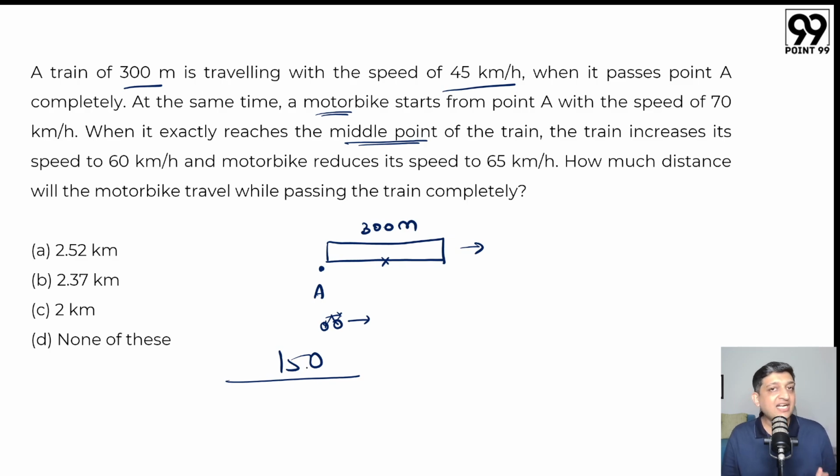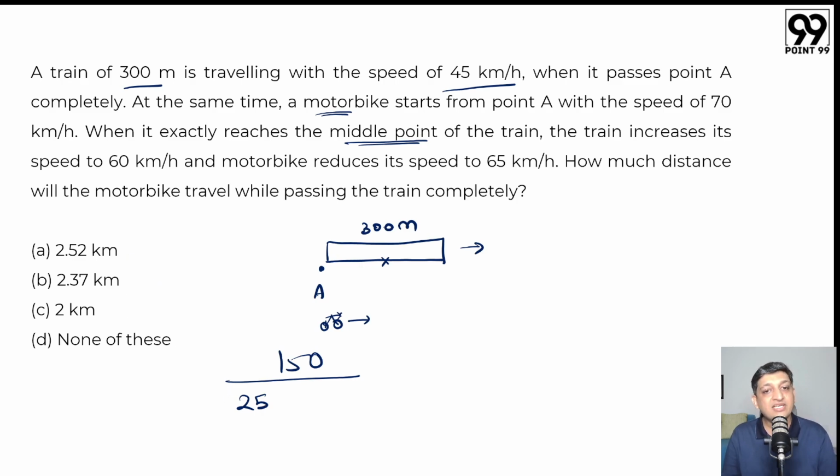So what exactly is the speed that we have here? It is the relative speed, because both of them are traveling in the same direction. We will take the difference between the two speeds. The train is traveling at the speed of 45 kilometers per hour. The motorbike is traveling at the speed of 70 kilometers per hour. The difference between the speeds is 25 kilometers per hour. But 150 is in terms of meters, 25 is in terms of kilometers. The options are also in terms of kilometers.